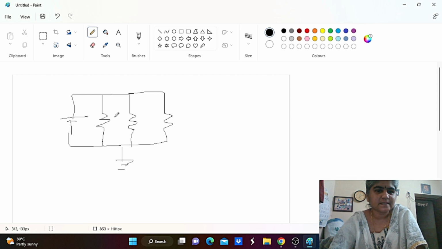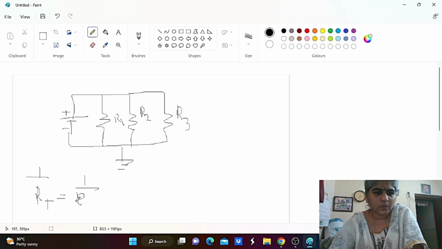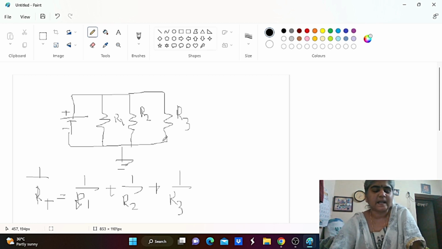So I can name them R1, R2 and R3 for the 3 resistors. Likewise, we can connect multiple resistors in parallel. If you want to find the total resistance value or R equivalent value, the corresponding formula is 1 divided by RT is equal to 1 divided by R1 plus 1 divided by R2 plus 1 divided by R3. So this is the formula whenever 3 resistors are connected in parallel.